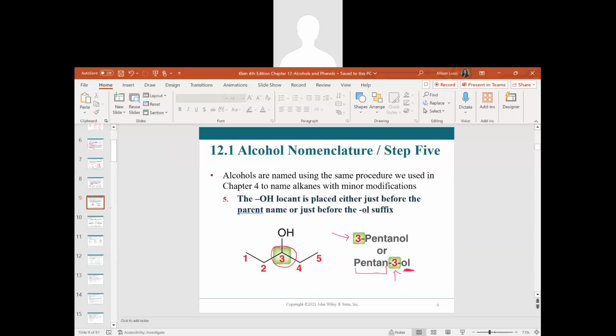So either one of these forms is completely acceptable, follows IUPAC rules, and is commonly used interchangeably. So you might see either of these notations, with the locant for the alcohol functional group before the parent or before the "ol" suffix. If we have substituents in front of the parent, then this usage down here is more commonly used.